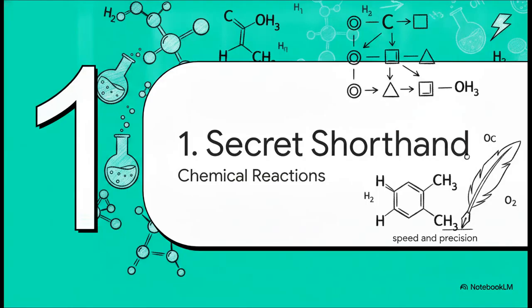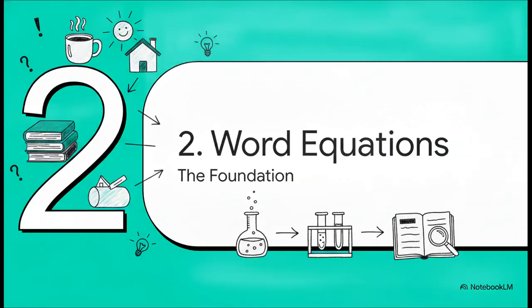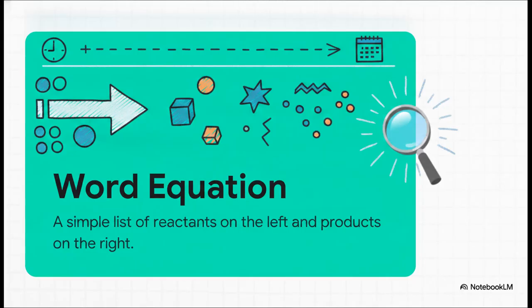All right, let's jump right into Section 1, the chemist's secret shorthand. Moving right along to Section 2, writing the word equation. Okay, so before we jump straight into the heavy chemistry symbols, we actually start by mapping out a well-explained chemical equation in words. It's kind of like a rough draft that translates physical reality onto paper.